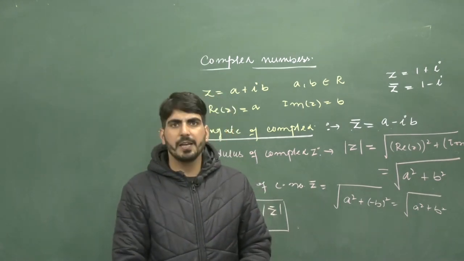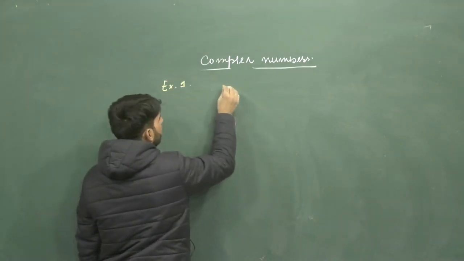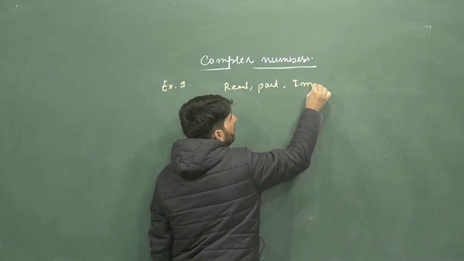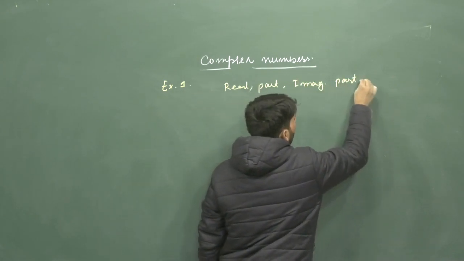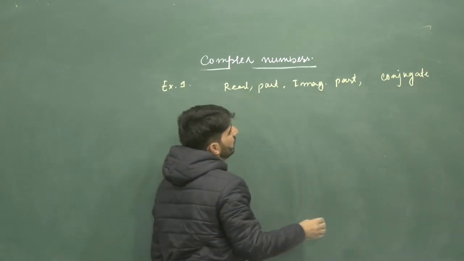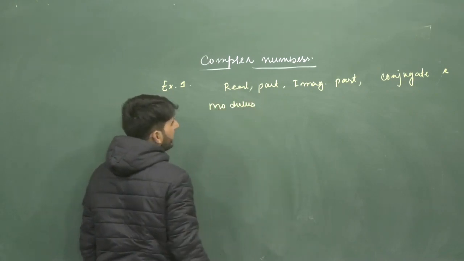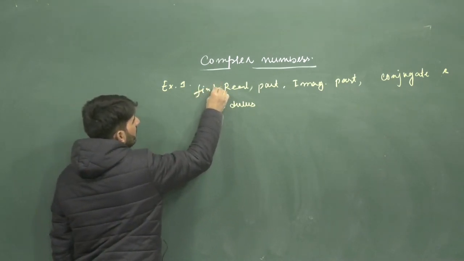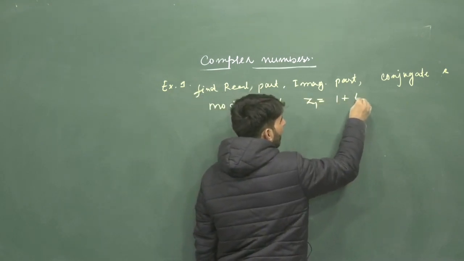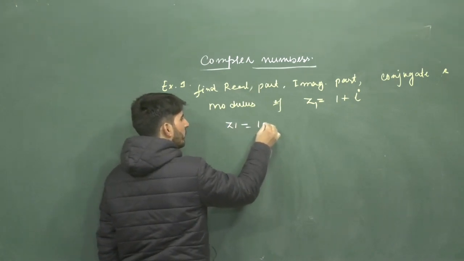Let's do some examples related to the same concept. Let's take example number one. We have to find the real part, imaginary part, conjugate, and the modulus of the complex number z1 equal to 1 plus i. So the given complex number is z1 is equal to 1 plus i.